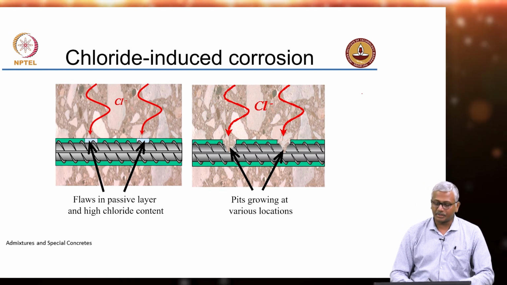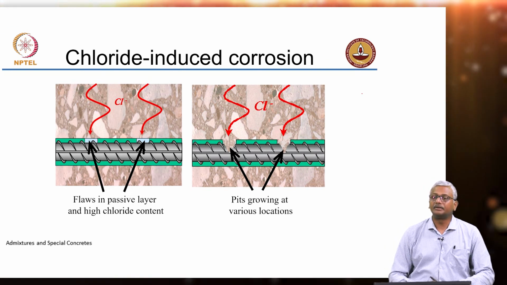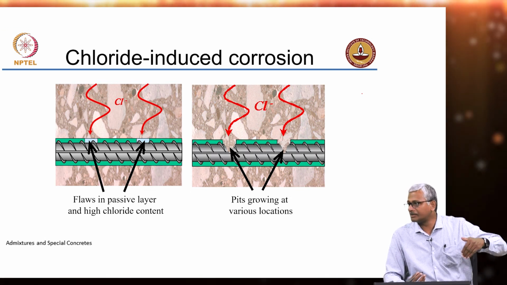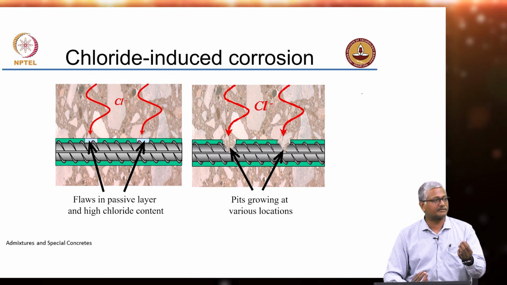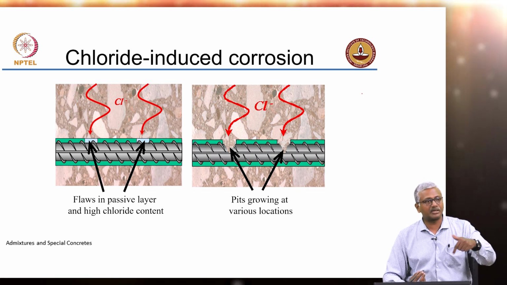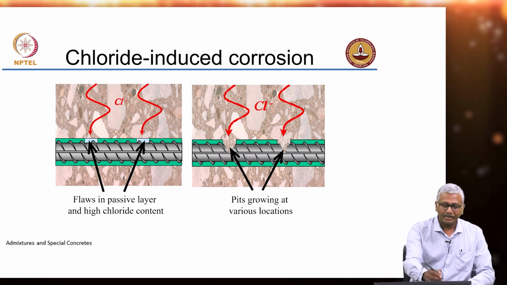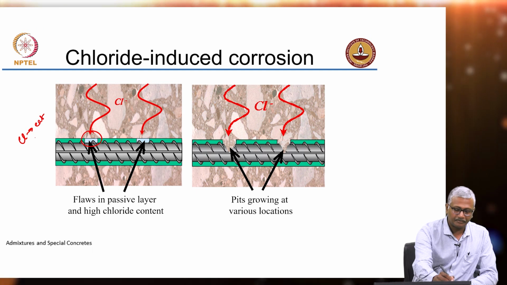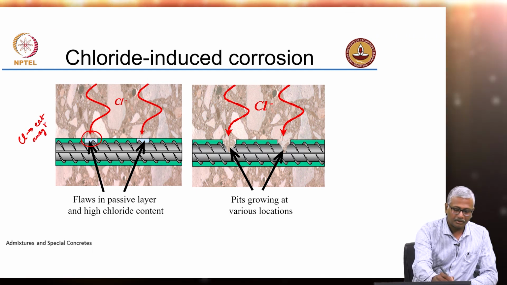In chloride-induced corrosion, depending on the locations where permeability is greater, maybe because of some cracks appearing in the surface, or maybe because of some other defects that are present in the concrete, in some locations you have chlorides entering more, and chlorides have a tendency to completely eat away the passive film.